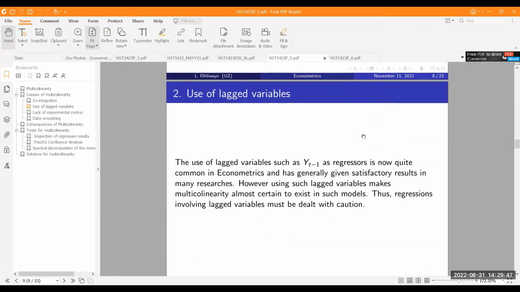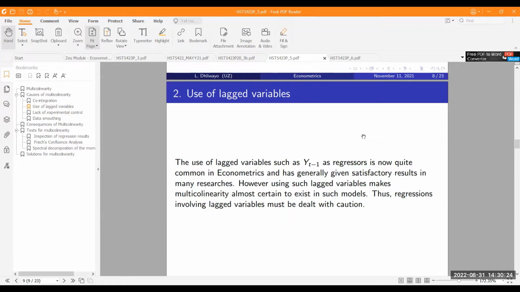Number two, use of lagged variables. The use of lagged variables such as y t minus one as a regressor is now quite common in econometrics and it has generally given satisfactory results in many researches. However, using such lagged variables makes multicollinearity almost certain to exist in such models. Thus, regressions involving lagged variables must be dealt with caution.